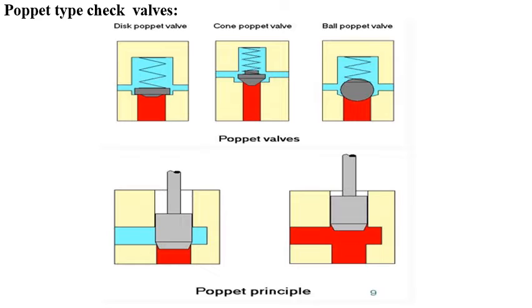In this case, look here, this is the inlet, and this is the outlet. See, during the flow, the pressure of the liquid acts on this wedge shape. Here the wedge is moving upward against the spring force, and the passage opens for the flow, and the flow goes like this. It flows like this. Okay, and it doesn't allow flow from the opposite direction.